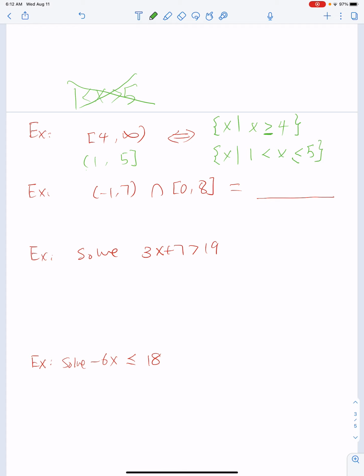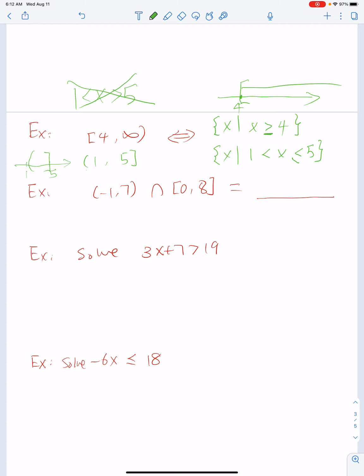This is the set builder notation. What will be the graph? Graph is much easier, yeah? So you have a 4, and the bracket goes forever. What will be the graph here? You choose 1, choose 5, parentheses, bracket, yeah?